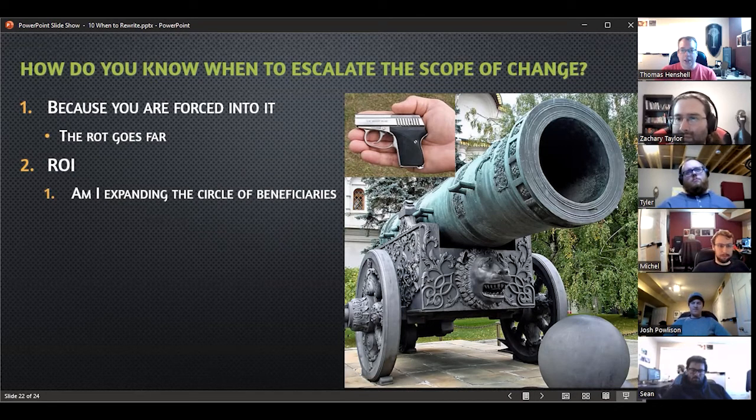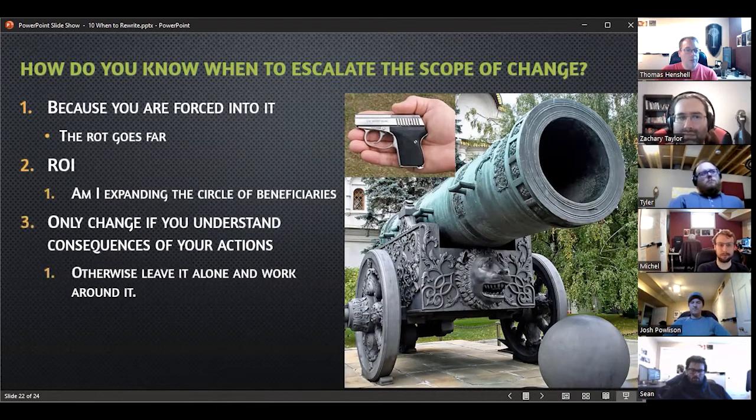Because the ROI is guiding me into, like, this is a big savings across the team or across these additional features that I have to add. Only change if you understand the consequences of your actions. Otherwise, leave it alone and work around it. So I do know how all of these work, I think there's 3 or 4 levels of this system for displaying a house on the screen. I do know how they work, and I do understand the consequences of that. And that's why I'm like, yeah, I'm just going to strip all this out and put in the new stuff.